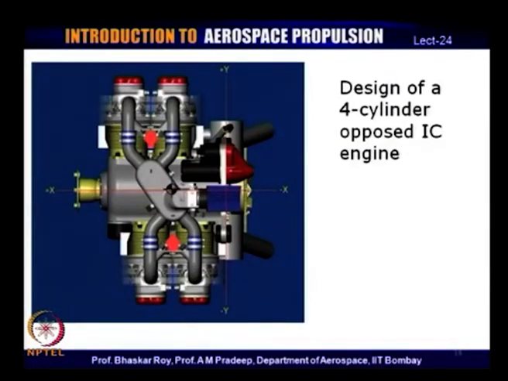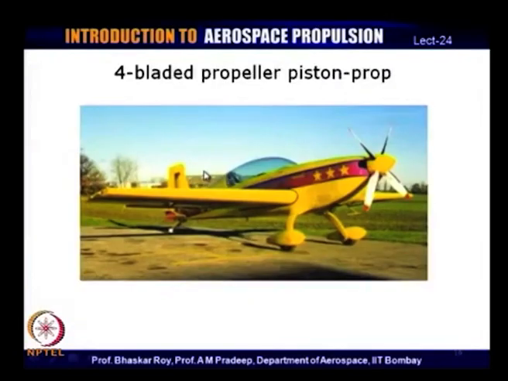This is a design of a 4-cylinder opposed IC engine, which shows the internal parts of the 4-cylinder IC engine, and it powers one single crankshaft and powers a propeller. So, this shows all the details of a cutout of a typical 4-cylinder opposed IC engine.